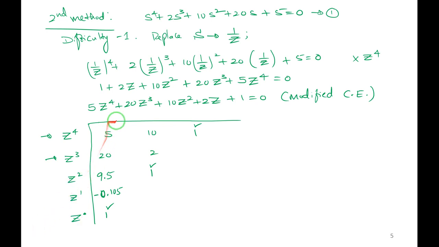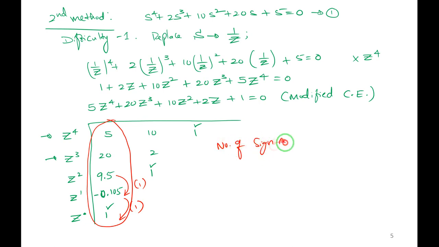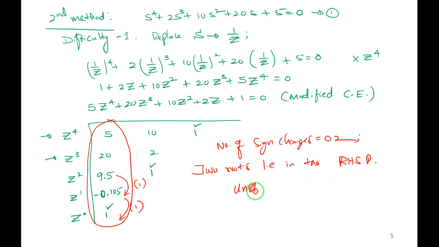Next, observe the first column elements of the Routh array. I'll change the ink color. How many sign changes are there? Plus to plus, positive; plus to minus, one sign change; then minus to plus, one more sign change. So the number of sign changes is equal to 2. So 2 roots lie in the right half of the S plane, and the given system is unstable.